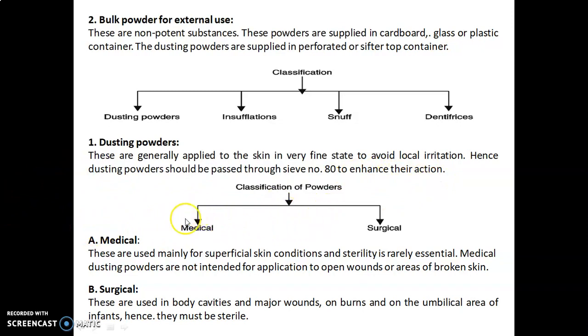Classification of dusting powder is medical and surgical. There are two classes. We will discuss medical first. These are used mainly for superficial skin conditions and sterility is rarely essential. Medical dusting powders are not intended for application to open wounds or areas of broken skin. Surgical ones are used in the body cavities, on major wounds, on burns and on the umbilical area of infants, hence they must be sterile.